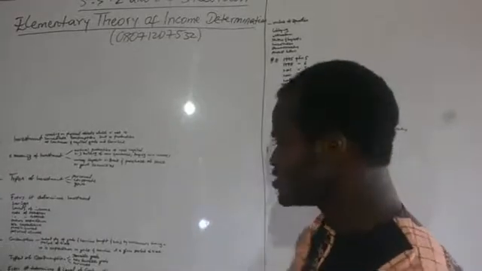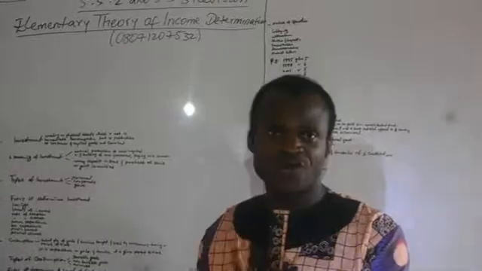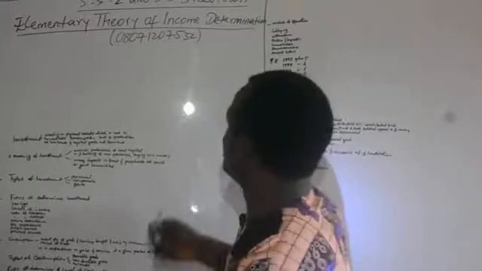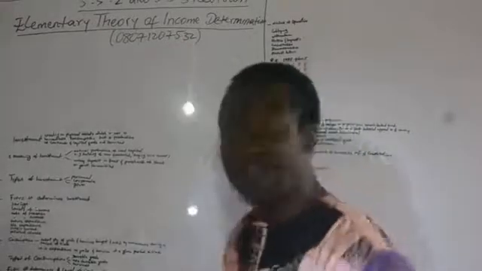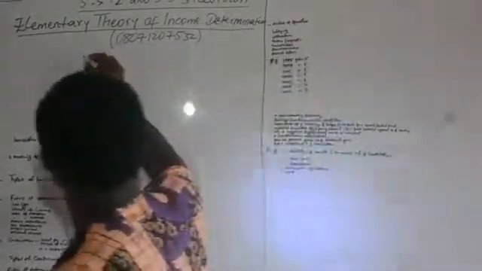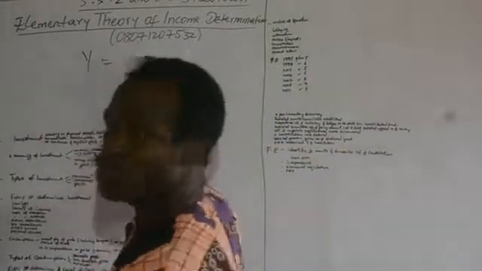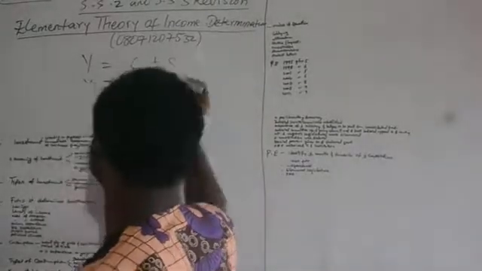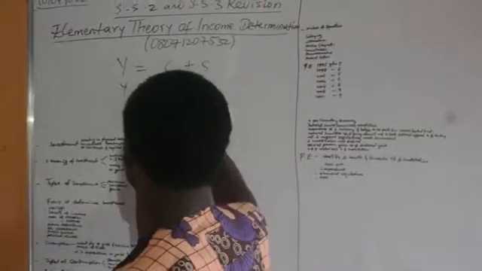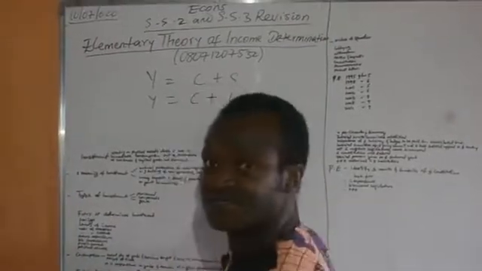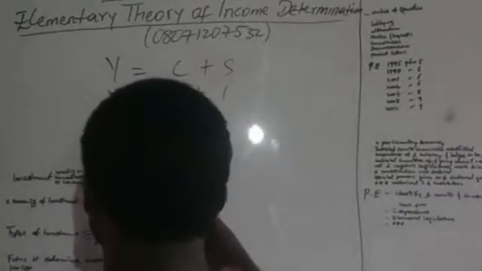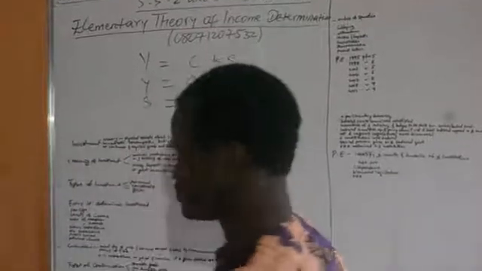Now, something we like to do, we can use formula. What I've just said so far, we can bring it as a formula. In the elementary theory of income determination, from what I've said so far, we can say income is equal to consumption plus savings. At the same time, we can say income is the same thing as consumption plus investment. We can also imply that savings is equal to investment.